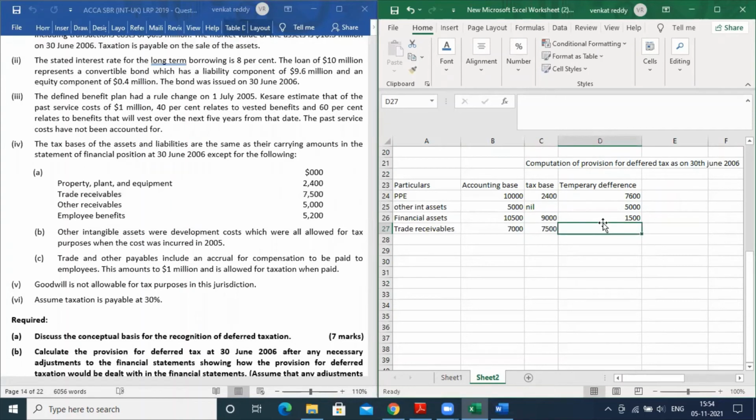Now here you can understand, in the previous cases, the carrying value as per accounting base was more than the carrying value as per tax base. That's why we assumed it as a taxable temporary difference. But in the case of trade receivable, the value as per tax base is more than the accounting base. So we assume it as deductible temporary difference. Do remember 500 is nothing but deductible temporary difference. Why are we showing it as minus? Because in this case, the tax base amount is more than the accounting. So this is about trade receivable.